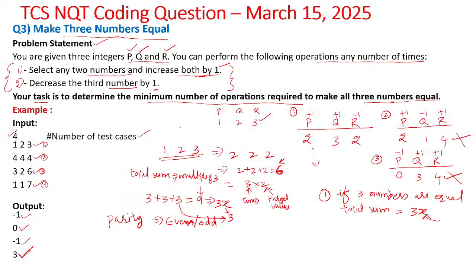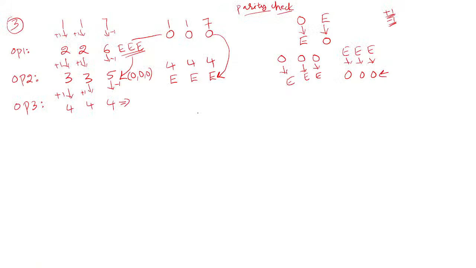Like the one given in the first test case, 1 2 3. If you consider 1 2 3, this is odd parity, this is even, and this is also an odd number. So if you add 1 to this, it changes to even. If you add 1, it changes to odd, and if you decrement 1, it changes to even parity. So that means they never become equal in their parity if they have different parities initially. This is the second observation to be made.